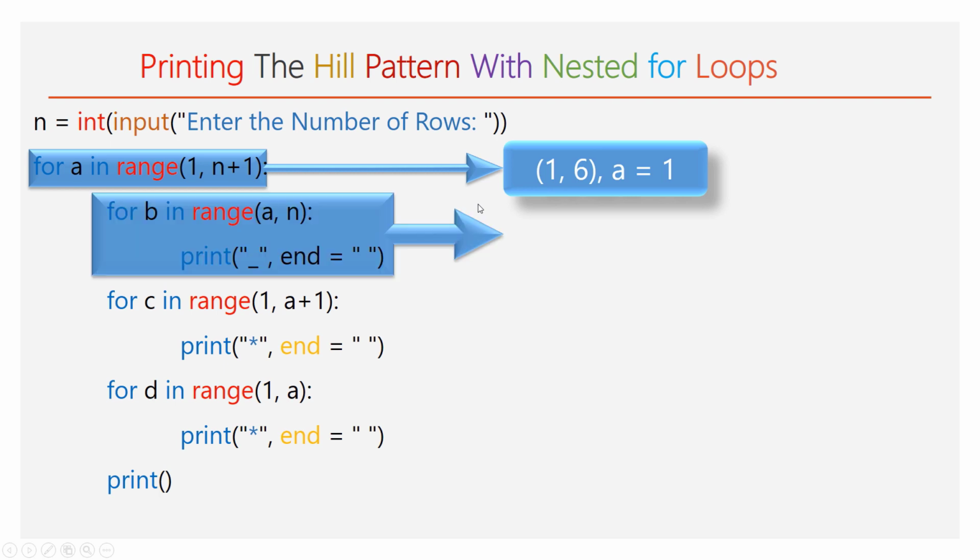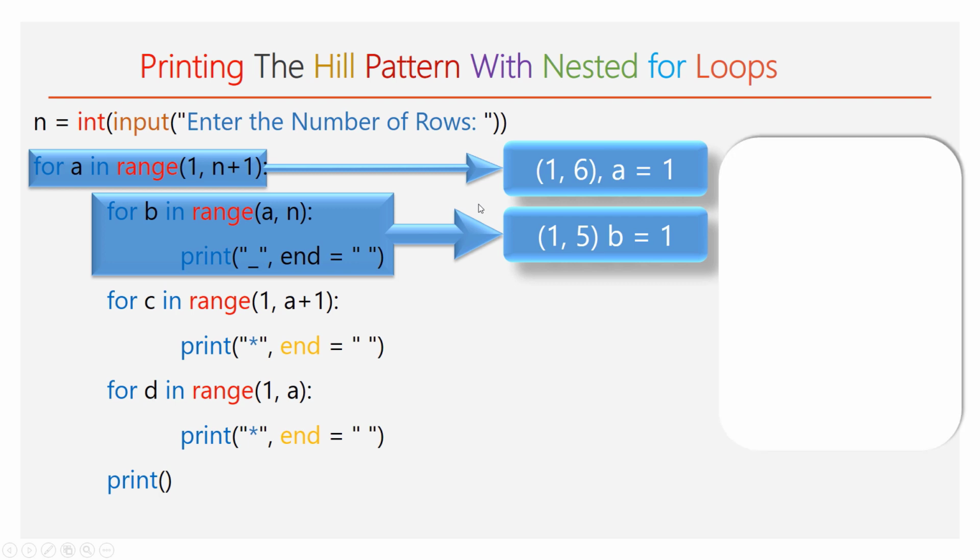First inner for loop will have the range a to n. So the range is 1 to 5, and this will iterate for 4 times. During each iteration, one space will be added. First iteration, second iteration, third iteration. After completing the fourth iteration, now the execution will go to second inner for loop.